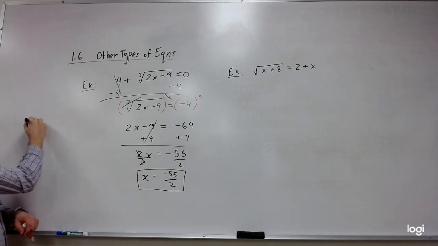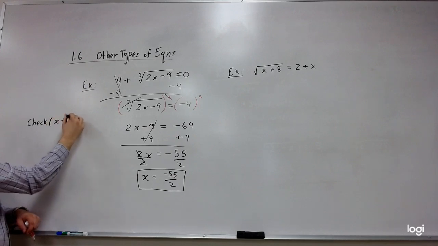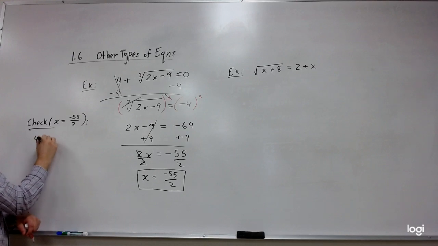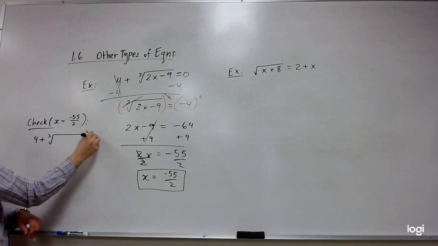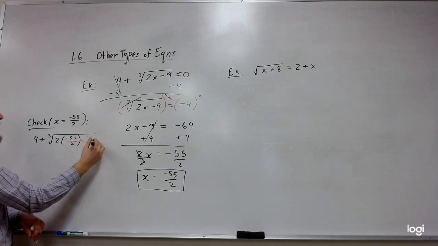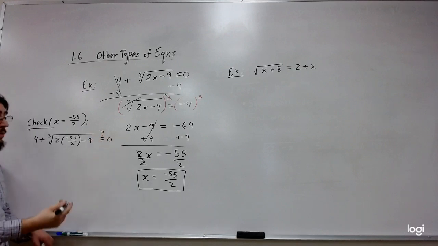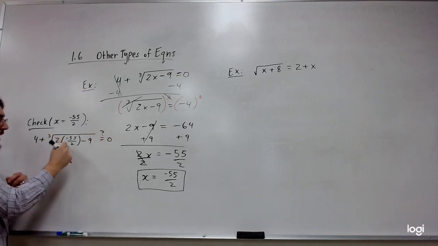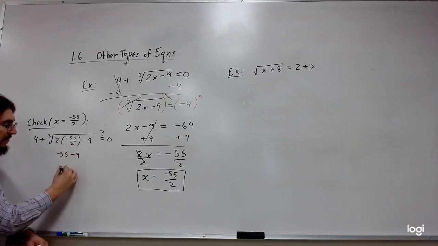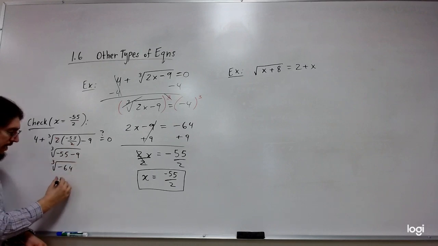So to check this, we're going to let x equals negative 55 over 2. So plugging this in, we get 4 plus the cube root of 2 times negative 55 over 2 minus 9 is equal to 0. Hopefully equal to 0. We don't know. Okay, the 2's cancel, so we get negative 55. Negative 55 minus 9 is indeed negative 64. The cube root of negative 64 is negative 4.